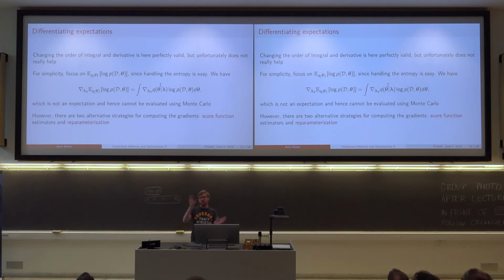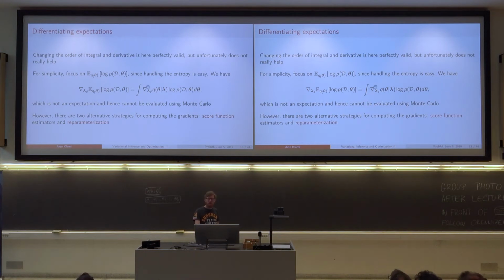You can change the order of integration and differentiation. In this case, at least, you can almost always change it. If you're a mathematician, you really can, of course, think about reasons why not to. But we are talking about well-behaving, nice probability distributions. We are never going to be in the regime where this is not valid. So this expectation is simply an integral of q times log p.